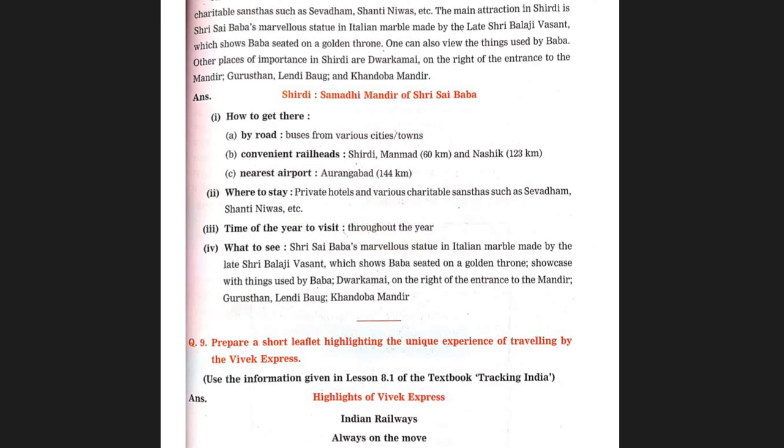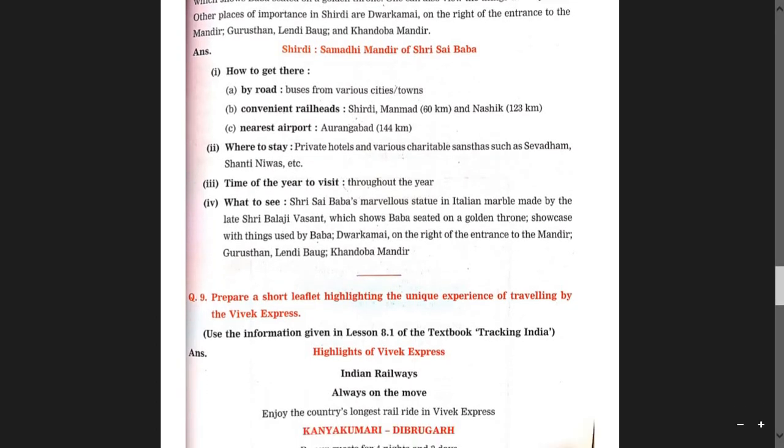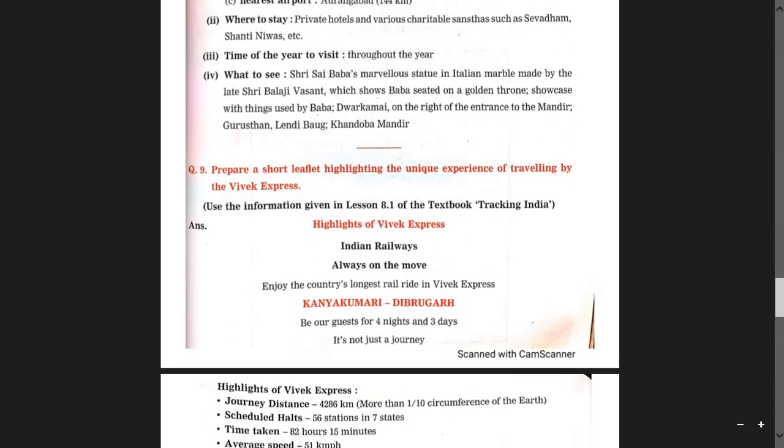Shopping. So you need to mention some marketplaces there. Okay. Other attractions, additional attractions of that particular place. That makes a complete fact file. Okay. Now we move on to question number 9.